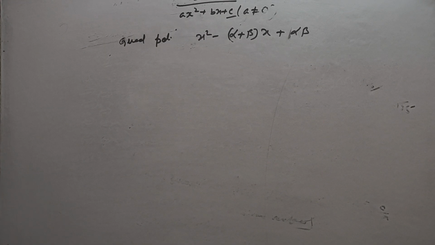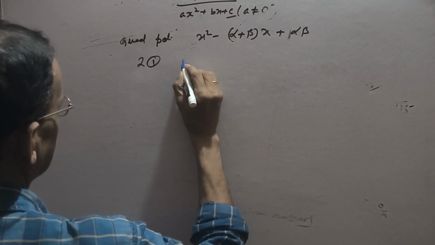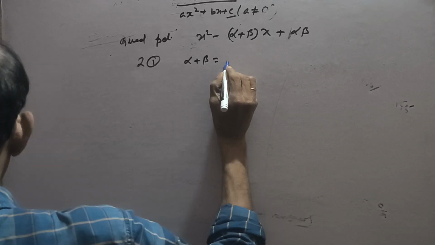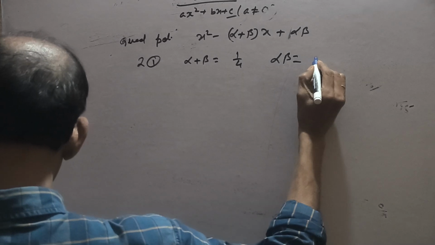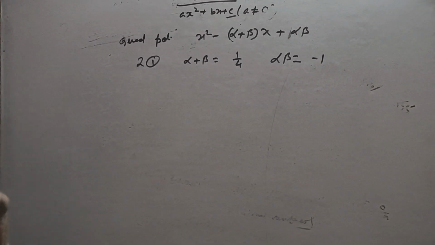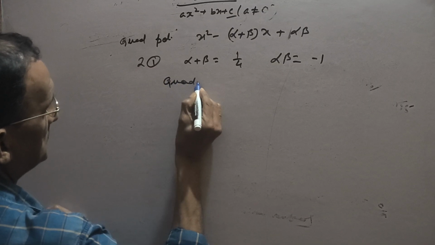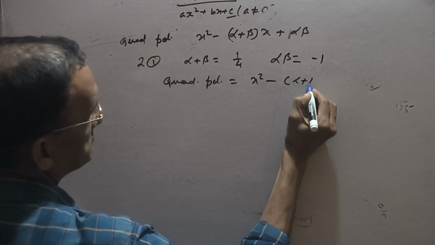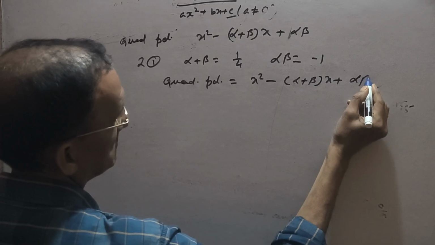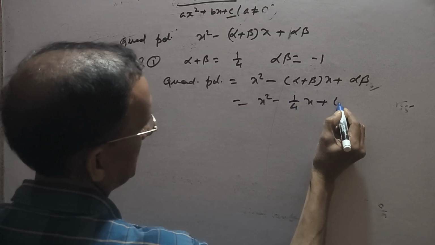In question number 2, part 1 is given. The sum of zeros is directly given. They have given the sum of zeros equal to 1 by 4, and the product of zeros is given as minus 1. So it is simple. You need to find the quadratic polynomial, which is x square minus sum of zeros into x plus product of zeros. Just put the values: x square minus 1 by 4 into x plus minus 1.